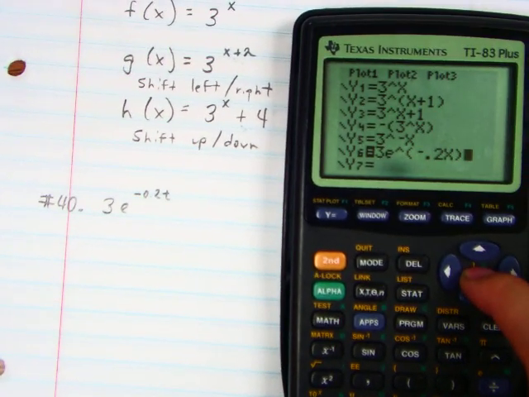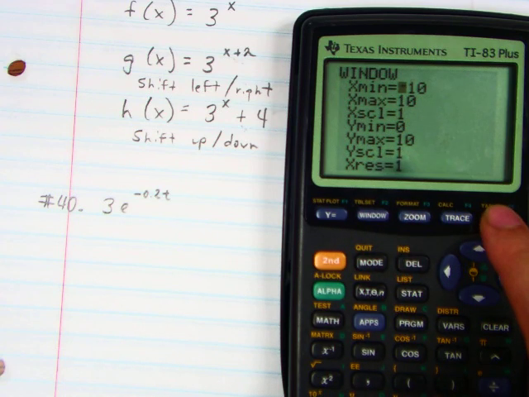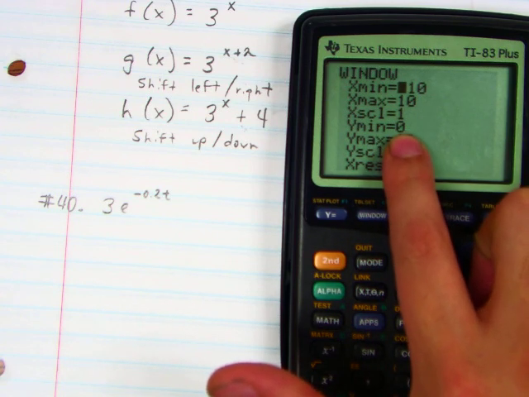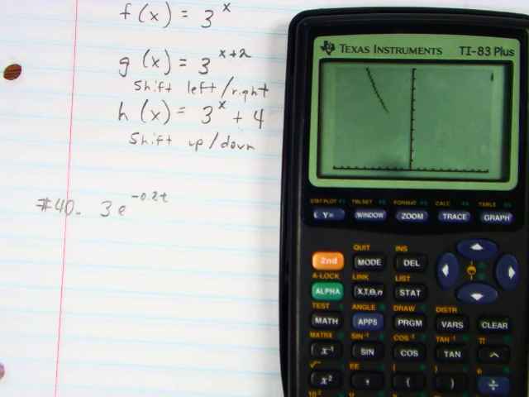Okay, so this is negative. I believe my window is okay. Let's go with that window, where my minimum is 0. That's the only difference between this and the standard window. And let's graph that.